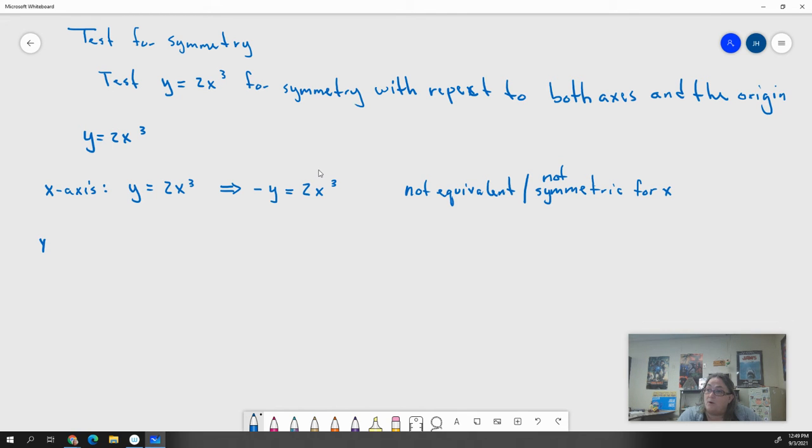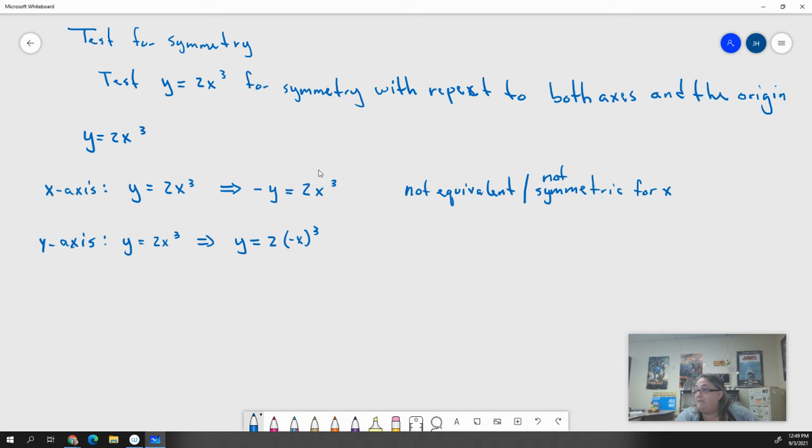Next, we have to test the y-axis. Now, the y-axis says that if we replace x with negative x, it should be equivalent, right? So if I have y equals 2x cubed, and I replace the x with negative x, I would have y equals 2 times negative x cubed. Now think about negative x cubed. That would still come out negative, would it not?